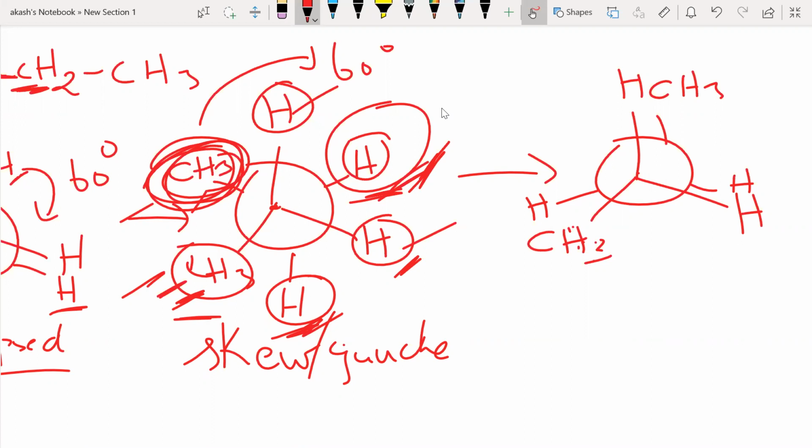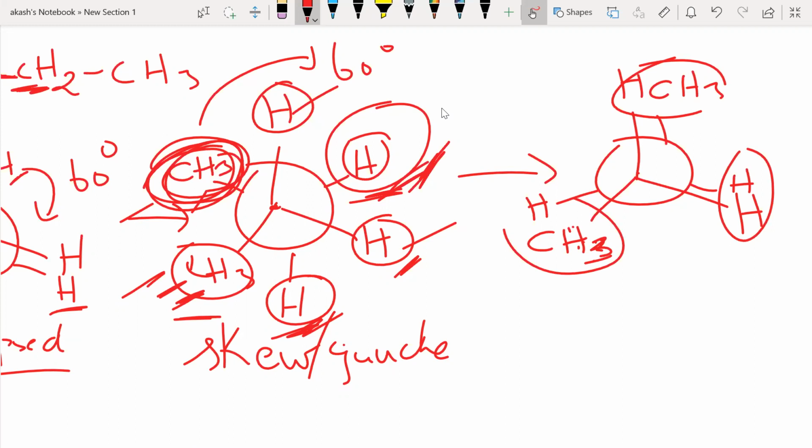Guys, if you don't understand how many degrees I'm rotating, now just tell me, is this conformation the staggered conformation? It's eclipsed, sir. How is it eclipsed? Okay, these two hydrogens are eclipsed, but what about these two? No, I have a H and a methyl group there. It is not eclipsed, right?